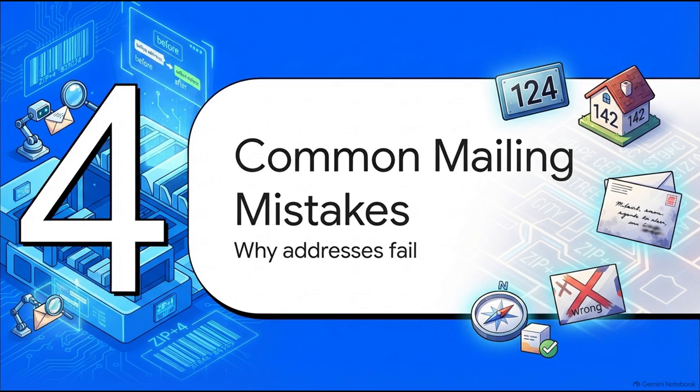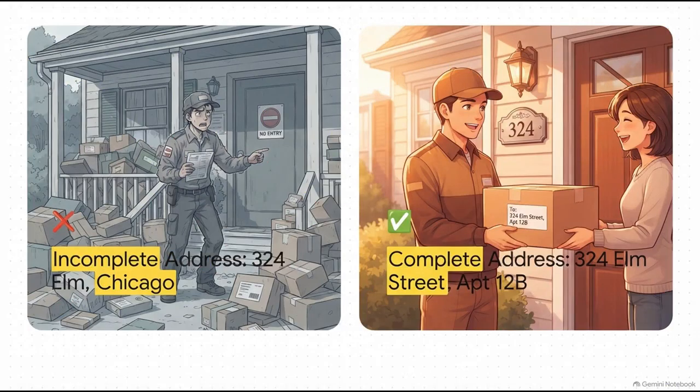Section 4. Avoiding common mailing mistakes. Why addresses fail validation. Getting the right code obviously requires the right input. Take a look at this comparison. 324 Elm, Chicago versus 324 Elm Street, App 12B, Chicago IL 56342. To a human, that first one kind of makes sense, but to a computer trying to generate a barcode, it's incomplete. Missing a street suffix or an apartment number can completely derail the automated system from finding your ZIP+4 code.